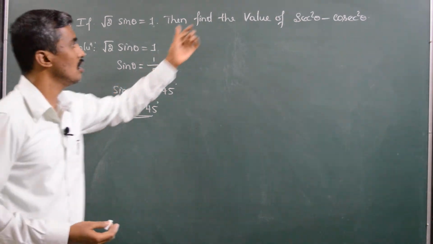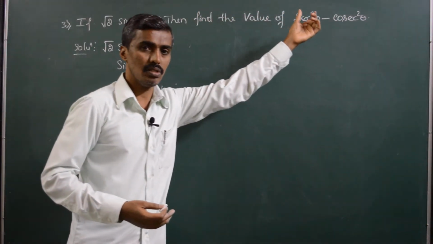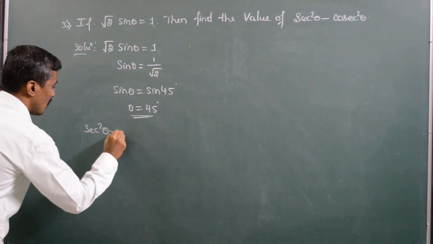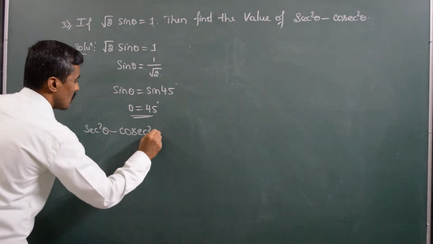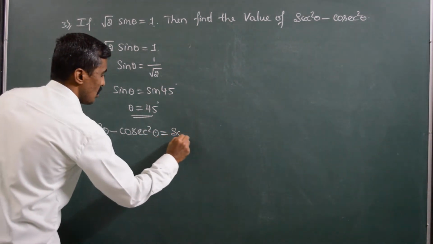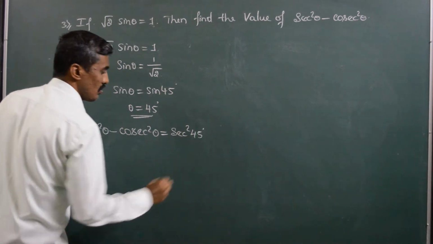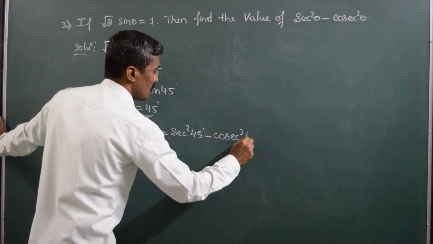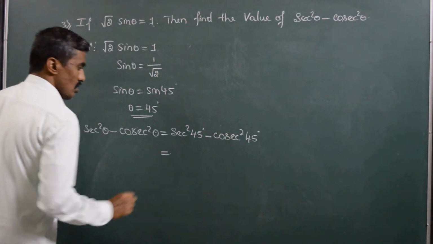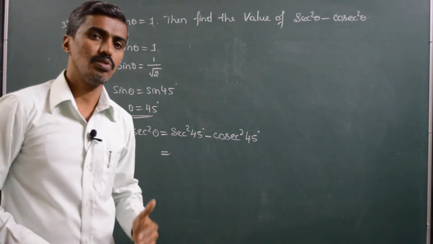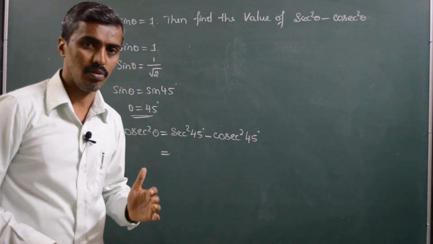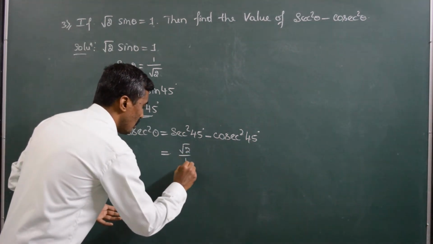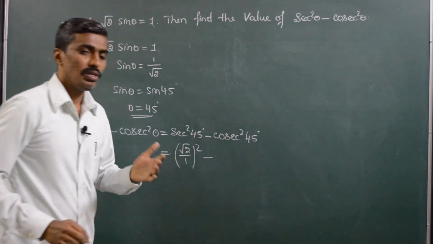Now substitute this theta in secant square theta and cosecant square theta. From that we can find out the value. Secant square theta minus cosecant square theta is equal to secant square 45 degree minus cosecant square 45 degree, since theta is 45. What is secant theta? It is the reciprocal of cos. So what is cos 45 degree? It is 1 by root 2. Therefore secant square 45 degree is root 2 by 1 whole square.